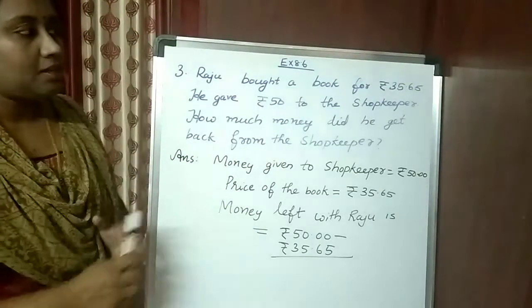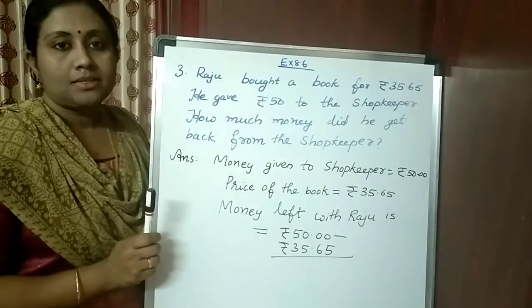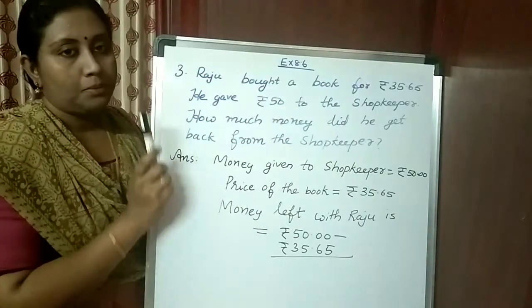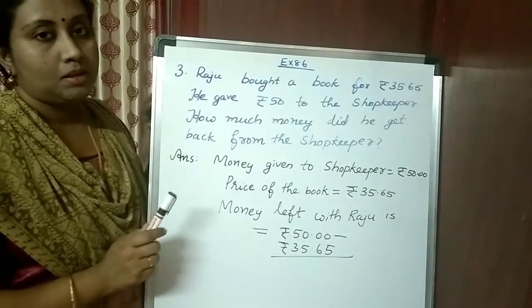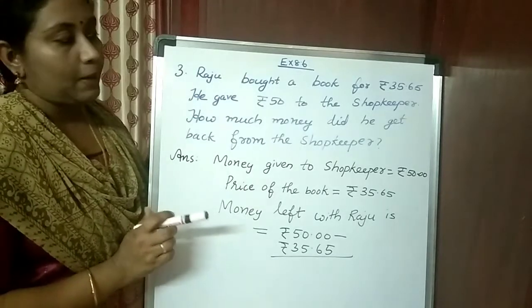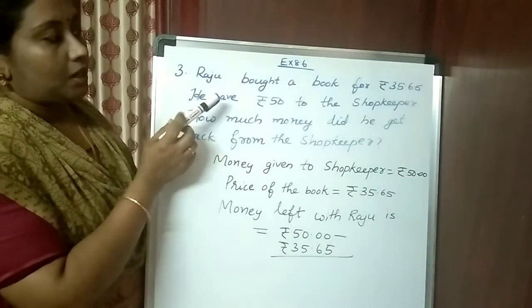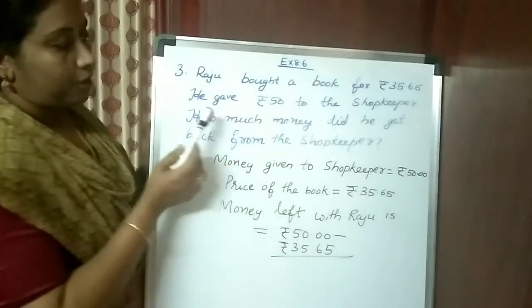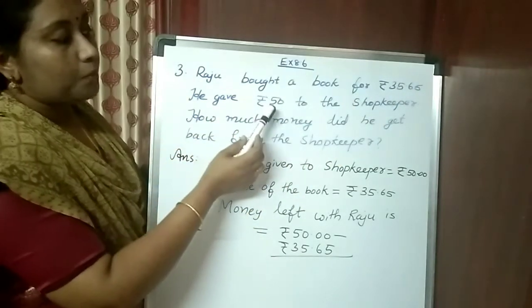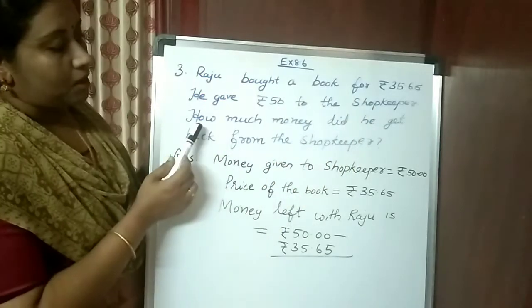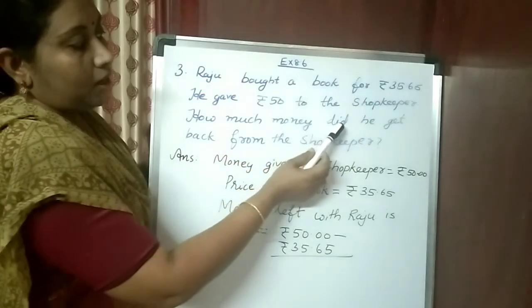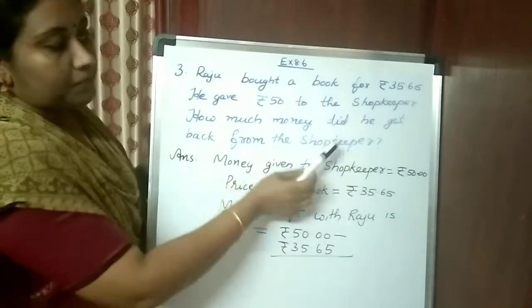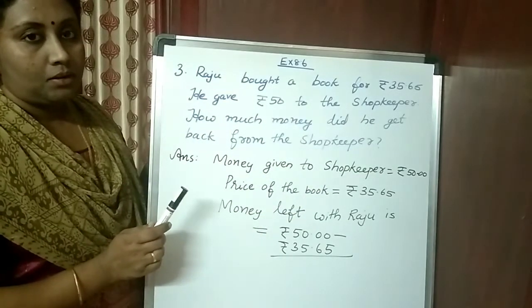Our today's portion is exercise 8.6, question number 3. That is verbal problems on decimal numbers. Okay. Then, what is your question? Raju bought a book for rupees 35 and 65 paise. He gave rupees 50 to the shopkeeper. How much money did he get back from the shopkeeper?